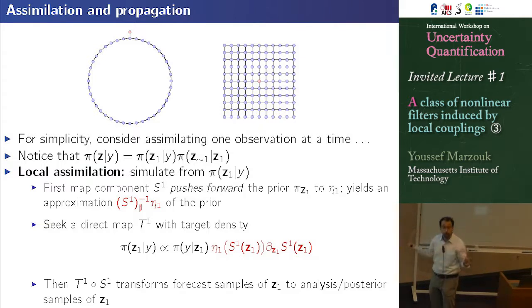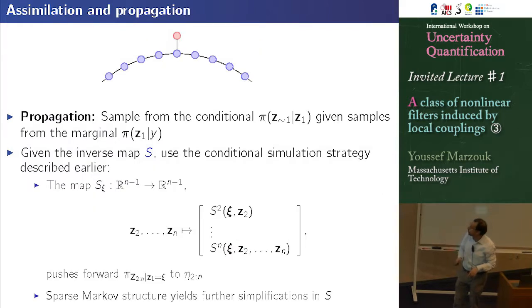Now, that one-dimensional map is going to be T1, and then as far as node Z1 is concerned, I'm done. The composition of S1 and T1 is going to take forecast samples of Z1 and transform them to analysis samples of Z1. But now I need to deal with the rest of the state, Z not 1, so Z2 through N. Essentially, you can think of this as propagating what you've learned about node 1 to the rest of the state. So this is the first node. I've conditioned it on the data, so now I have essentially posterior samples. I have samples from this marginal of the posterior, and I need to propagate that information out.